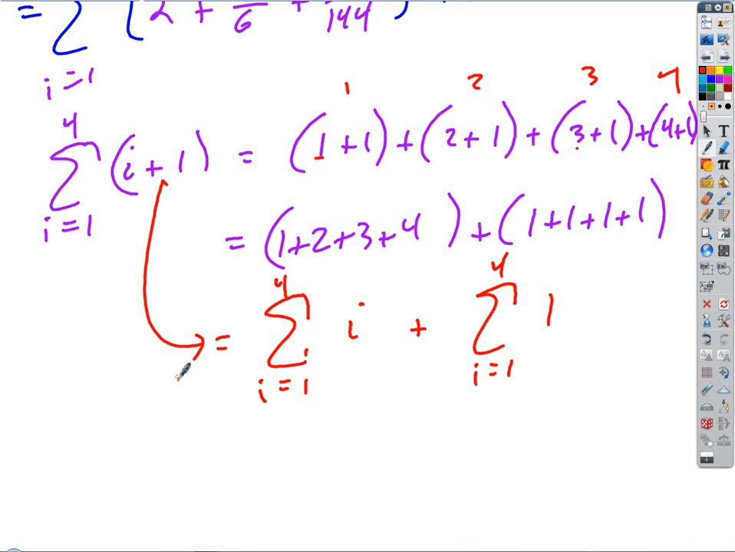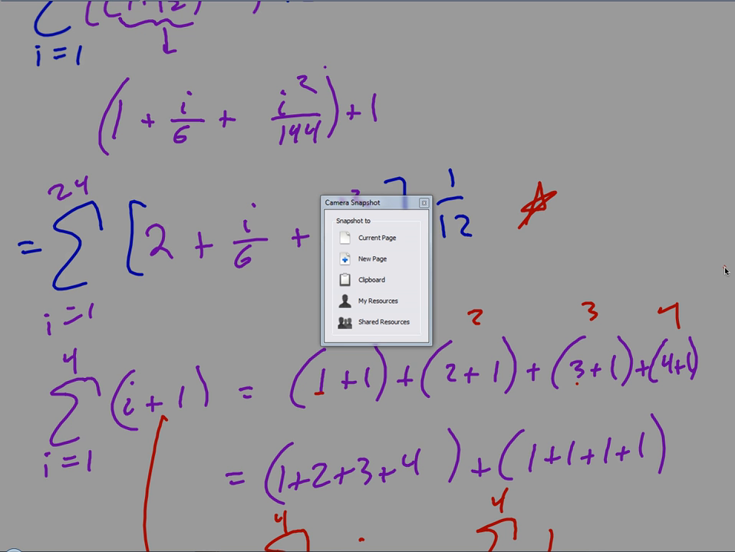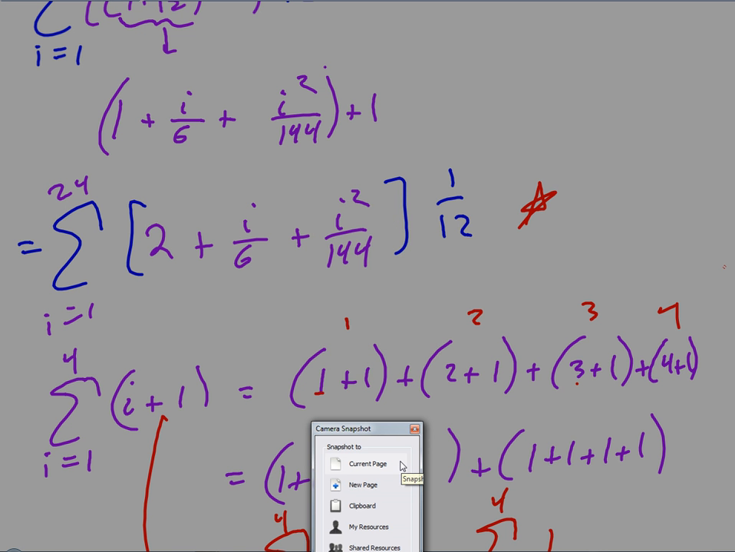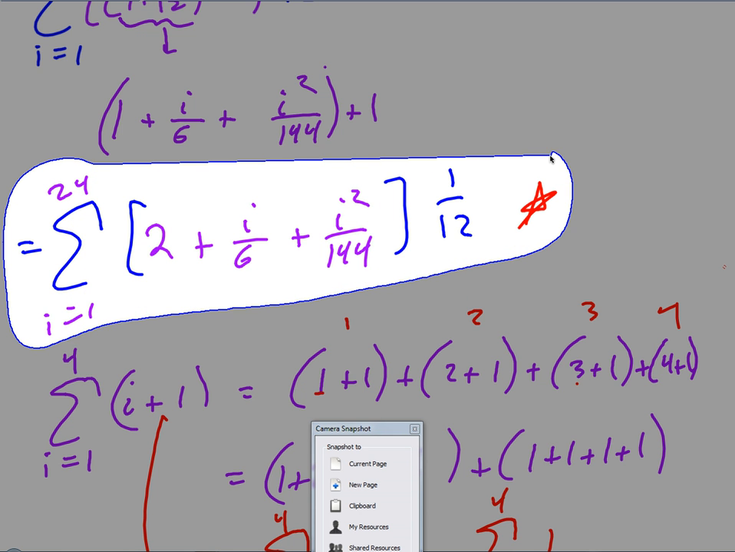So coming back up to this step right here, let's pick up where we left off and continue on the next page.